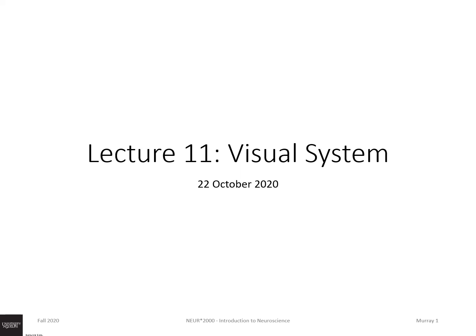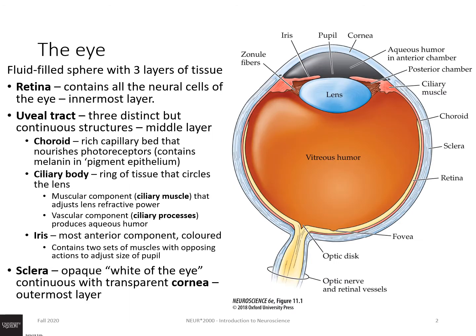Okay, for this lecture, we're going to be talking about the visual system. This includes the anatomy and physiology of the eye and how we transduce light into brain signals. So first, the eye. This is a fluid-filled sphere, and it has three layers of tissue.